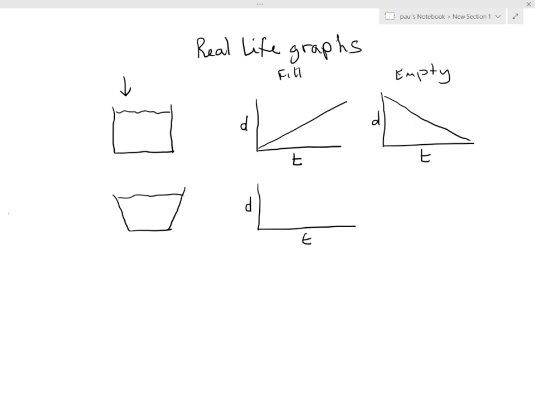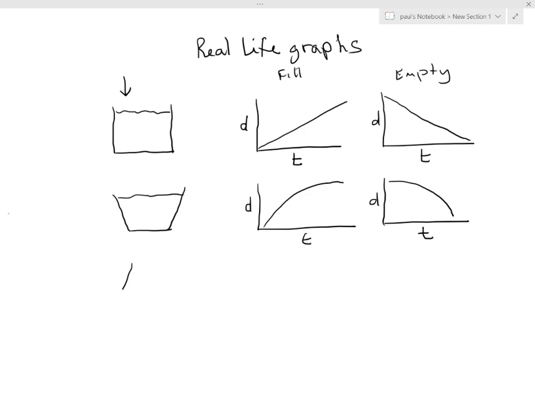Now, because the bottom of the container is smaller than the top, it will fill up quicker at the bottom. The depth will increase more quickly at the bottom than it will at the top. So you will get a curved graph like this. And if you empty it, depth and time, it will empty slowly to begin with and then increase faster as it goes on.